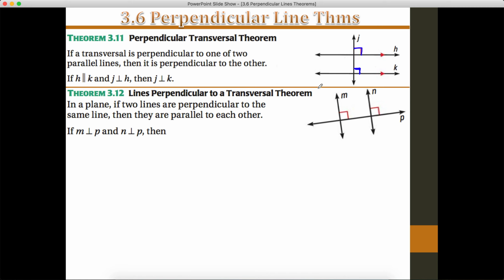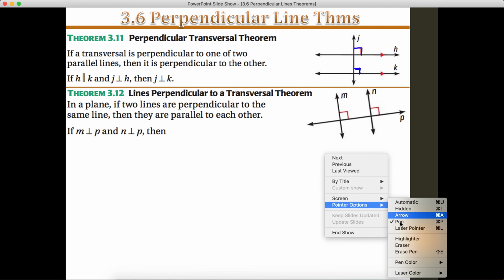Even though you would expect some of these ingredients, like the corresponding angle postulate, to pop up if it were a two-column proof. Last one: the lines perpendicular to a transversal theorem. In a plane, if two lines are perpendicular to the same line, then they are parallel to each other. So M and N are both perpendicular to P. That's our given information. So how does that mean that they're parallel to each other?